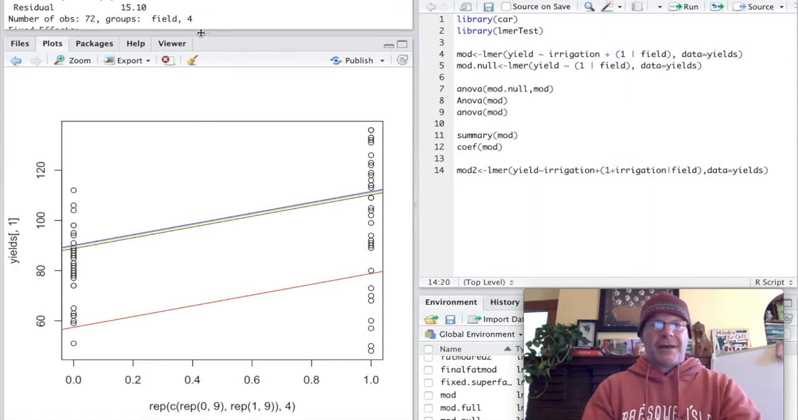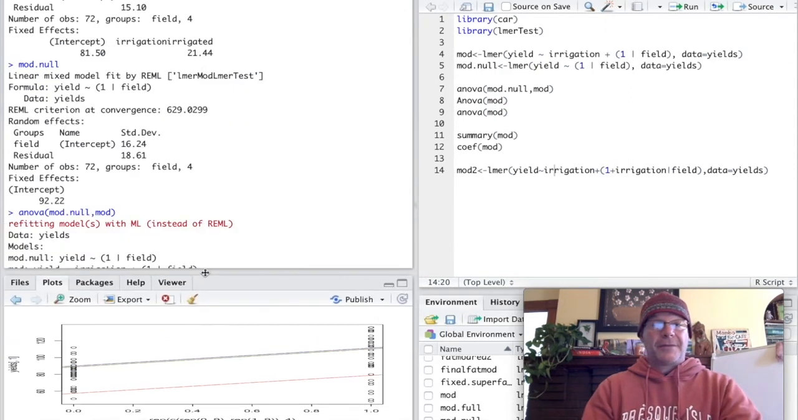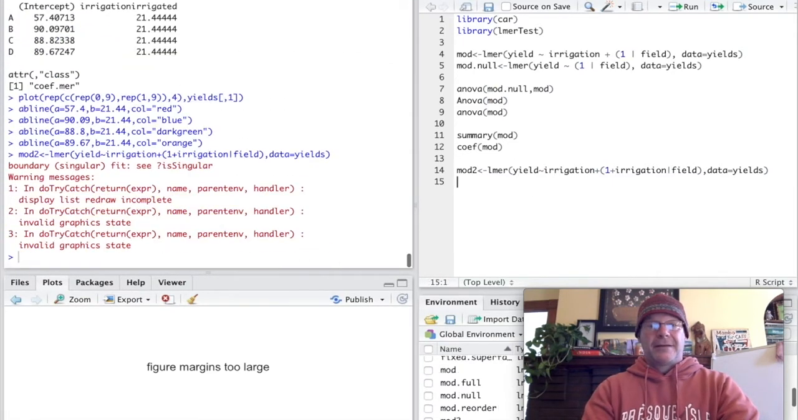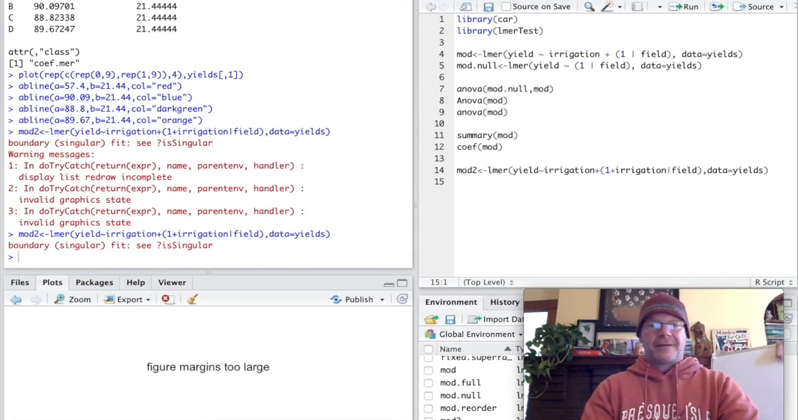If I go ahead and run that, let me open up this window a little bit here. Let me do it again because I'm getting that normal annoying error. But notice that I get a warning message that says boundary singular fit. The first thing that means is that if you get a singular fit, you are providing an overly complex model, meaning we're trying to do too much given the data that we have at hand. So we're trying to put too much structure into the error term.